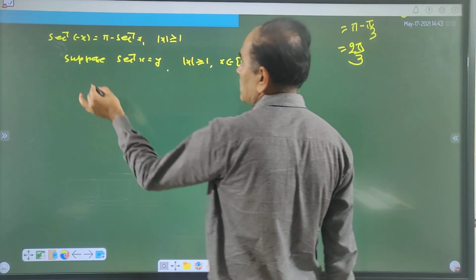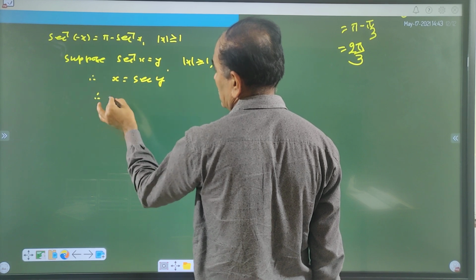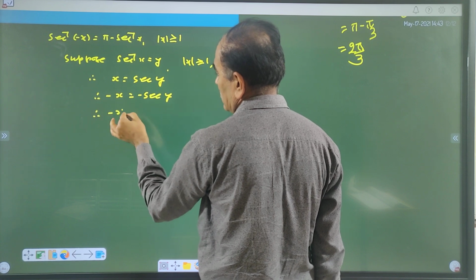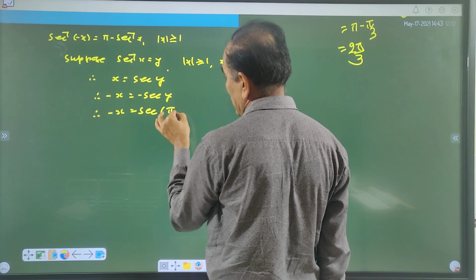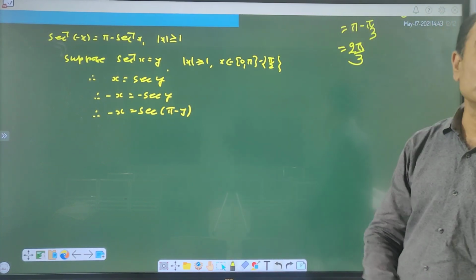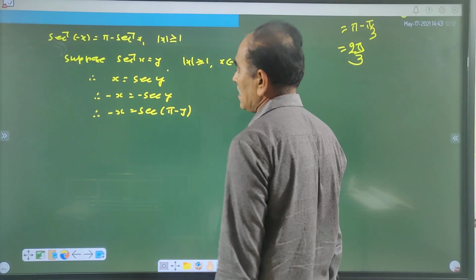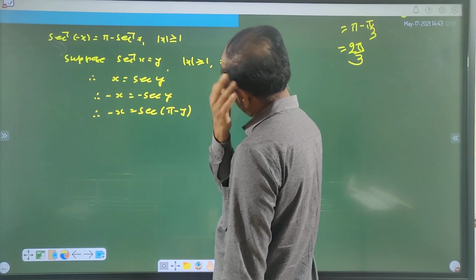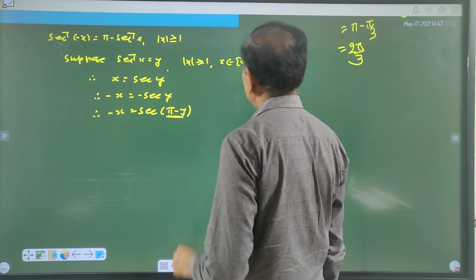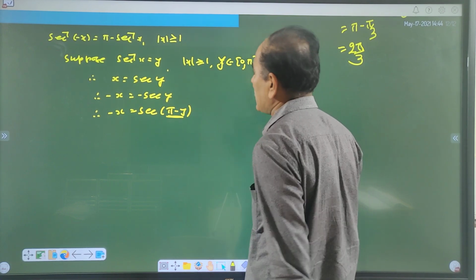So what can you say about x? x is equal to sec y. So minus x is equal to minus sec y. So minus x is equal to sec of pi minus y. Yes or no? Sec is important, and sec is not common here. Now see here, pi minus y. y belongs to closed interval 0 to pi except pi by 2.